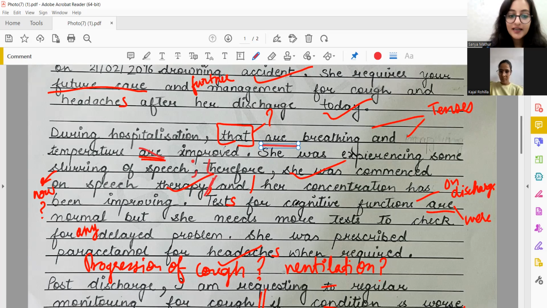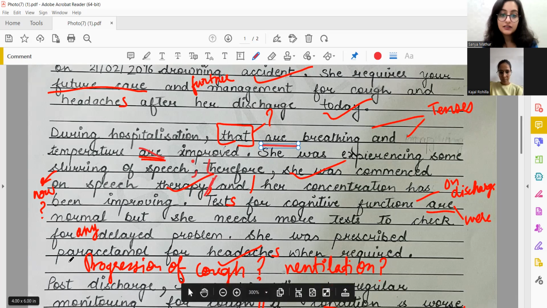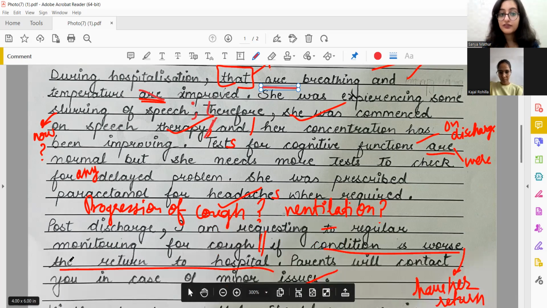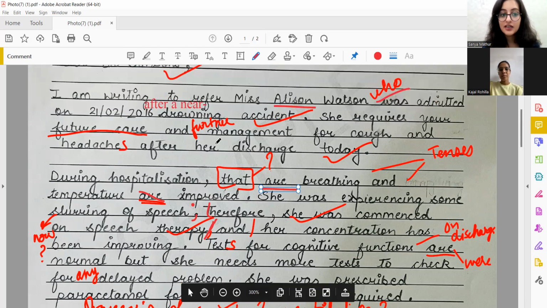And yes, another thing I thought is missing is the progression of cough. Now, if you remember, what was the purpose?